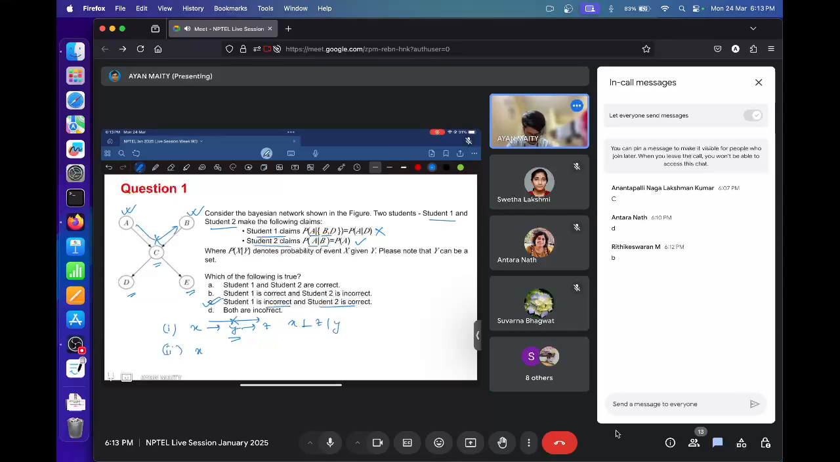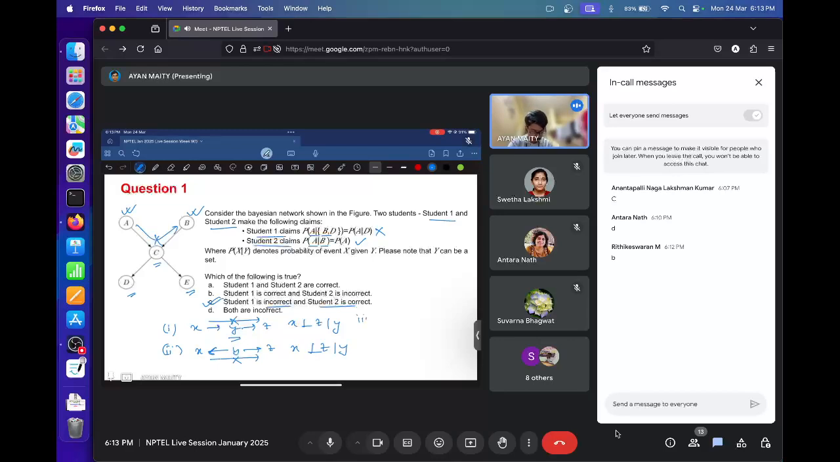The second rule is edges from Y to X and Y to Z. That means if Y is known, X and Z are independent. In this case also, if Y is known, it blocks this path from X to Z. Again, X and Z are independent given Y.